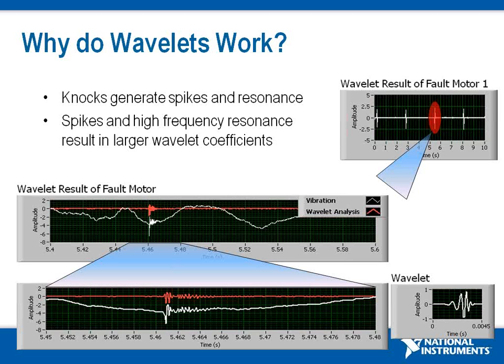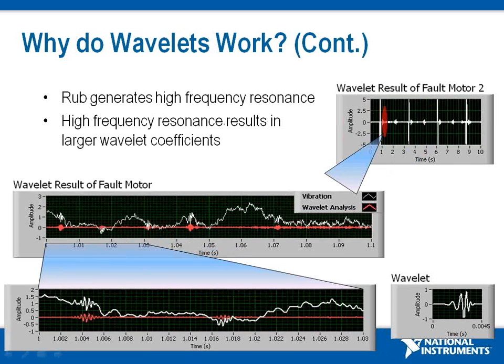You also can understand it as a pattern matching problem. If a signal segment matches a wavelet, that segment gets a high score or high wavelet coefficient. Similar to knock, rub generates high frequency resonance which results in larger wavelet coefficients.